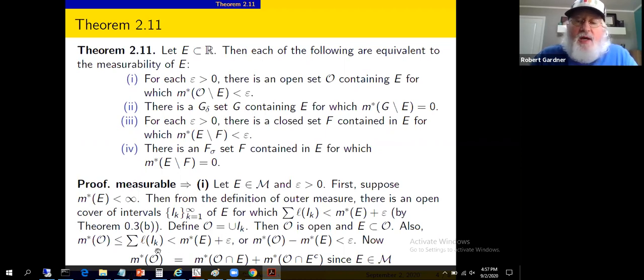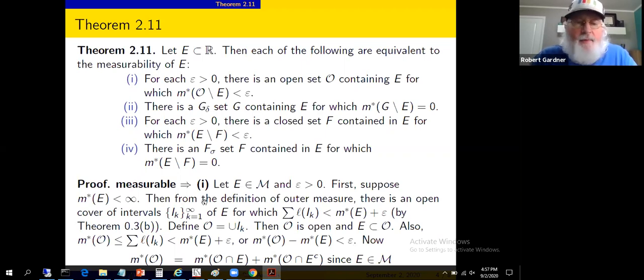Now the sums of the lengths of the intervals, these were chosen in such a way that the sum of their lengths is less than the outer measure of E plus epsilon. So that gives us that inequality there. This can be rearranged. Subtract the outer measure of E from both sides to give the outer measure of O minus the outer measure of E is less than epsilon.